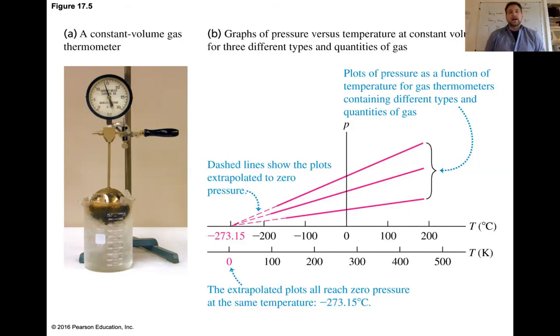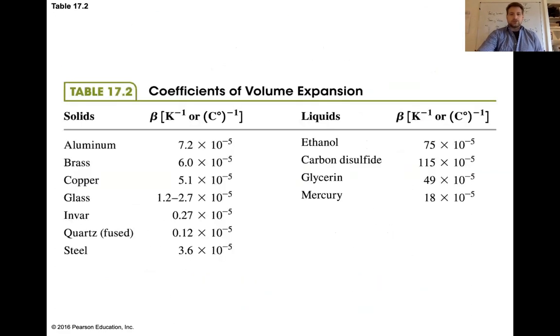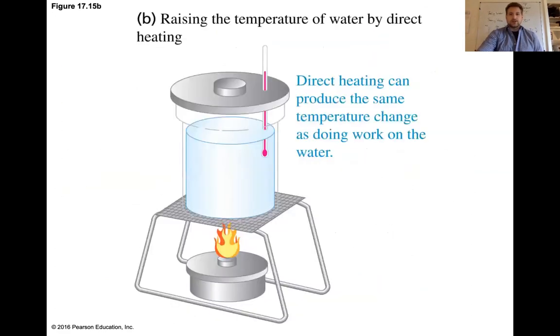Okay, how do we get the temperature to change? So we can see a picture here. We've put the constant volume gas thermometer in a bath of ice, it looks like. We could also, sorry, hold on. We could also expose it to flame. We could directly heat the thing.